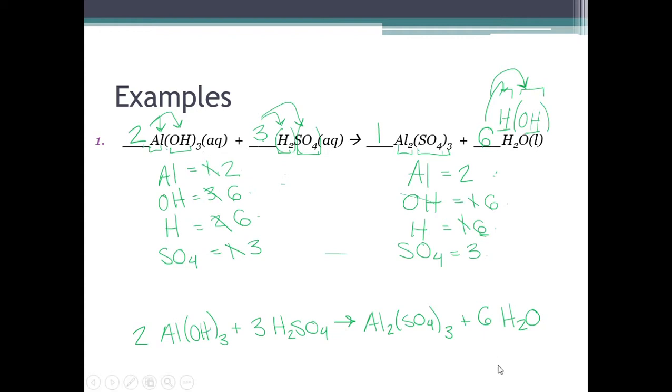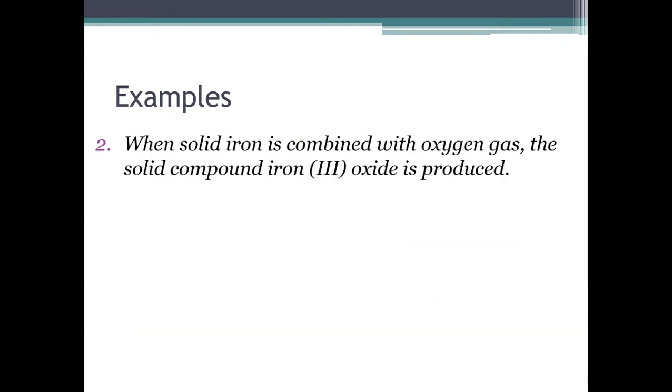That's our balanced equation. A little weird. I promise it gets better every time you do it. So let's look at another one. Our second example here, we have when solid iron is combined with oxygen gas, the solid compound iron 3 oxide is produced. Notice we're given the words, which means we have to write the formulas.